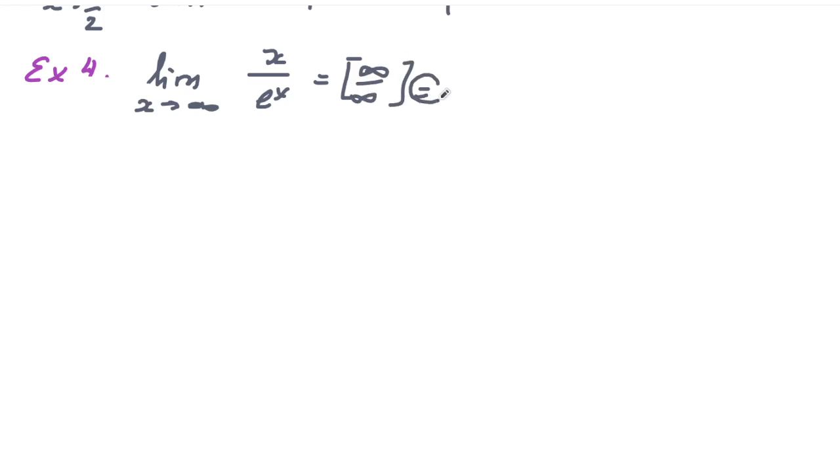Limit as x approaches infinity of x times e to the power of x. Infinity over infinity. Use the rule of L'Hopital. Derivative of x is 1, derivative of e to the power of x is e to the power of x, 1 over infinity is 0.